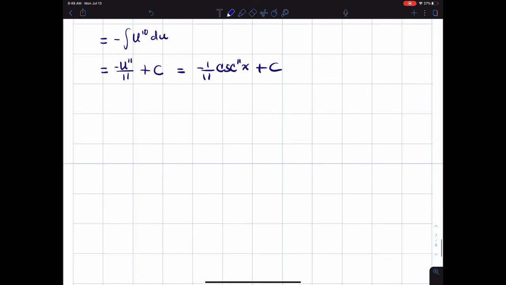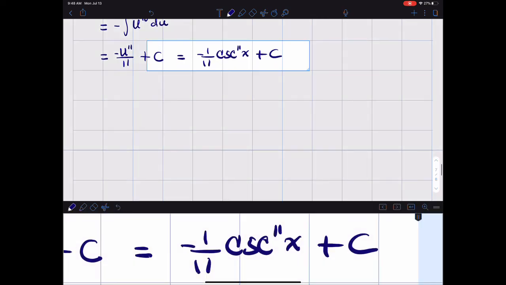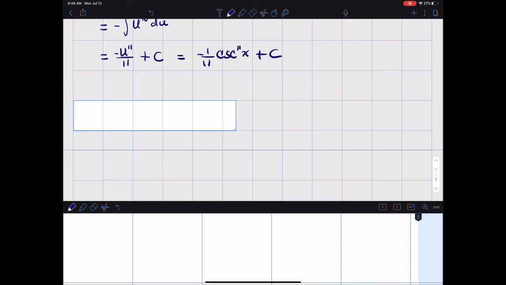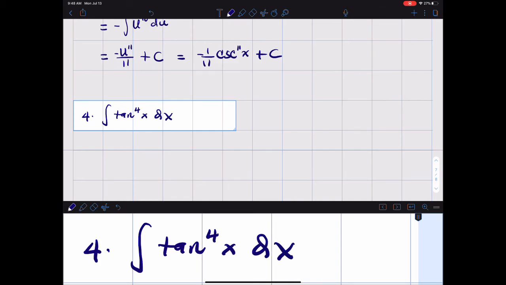All right. Let's try a few more. Let's look at the integral tangent to the power of 4x dx. So this is one of the ones that doesn't fall into the two cases where the power of tangent is odd or the power of secant is even.